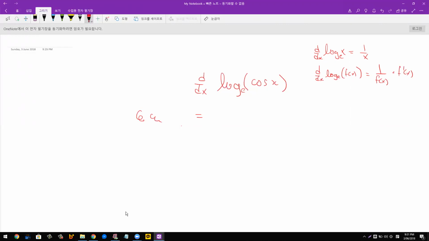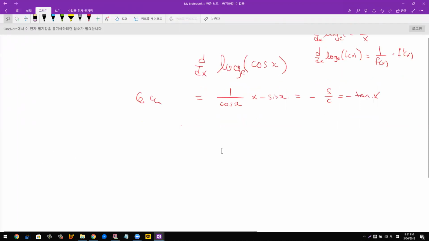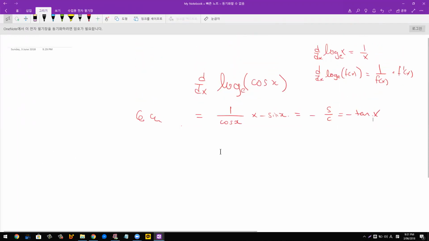So when you differentiate this, what should you get? Should you get 1 on x or 1 on cos of x? 1 on cos of x. That's right. This would be 1 on cos of x, times by the differentiation of the cos of x, which is what? Negative sine of x. So this is negative sine over cos, which is negative tan of x. Okay? That's it, really.